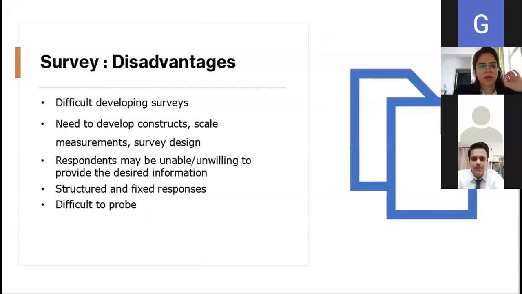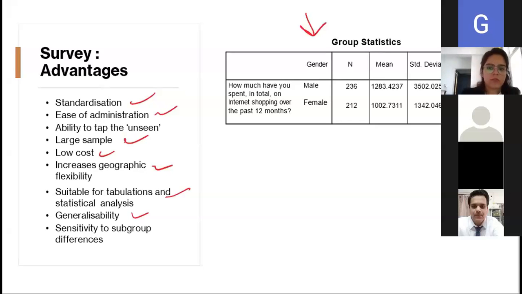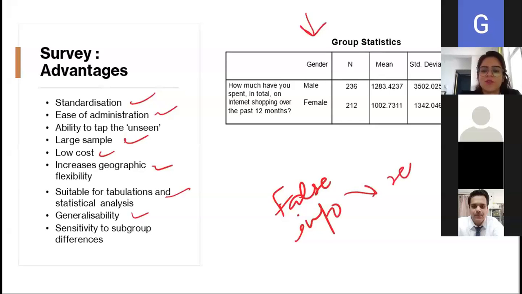What are the disadvantages? What do you think? What are the disadvantages while doing a survey? Ma'am, false information. False information? Yes, there can be false information from the interviewer side or from the respondent. Yeah, it can be from the interviewer side also. Both ways. Yeah, the interviewer can conduct fake interviews.